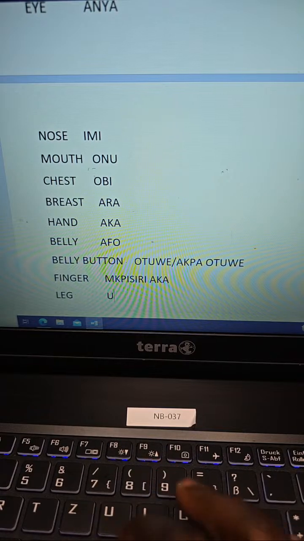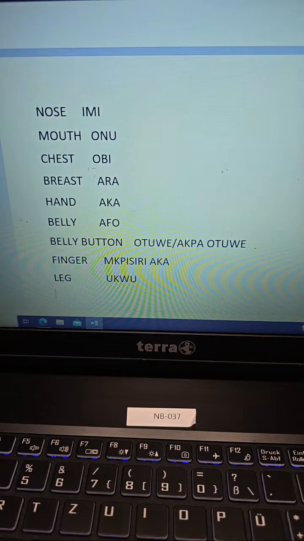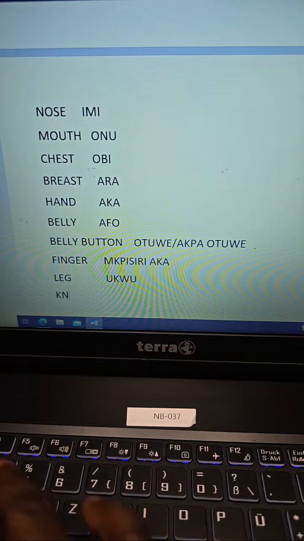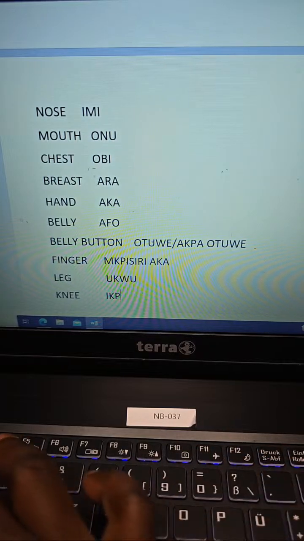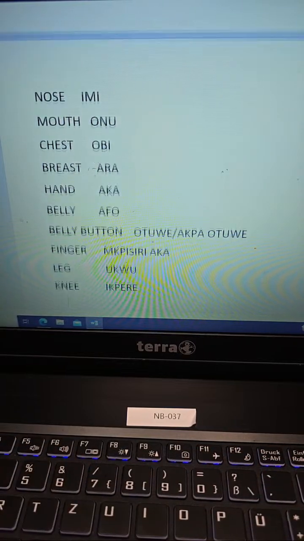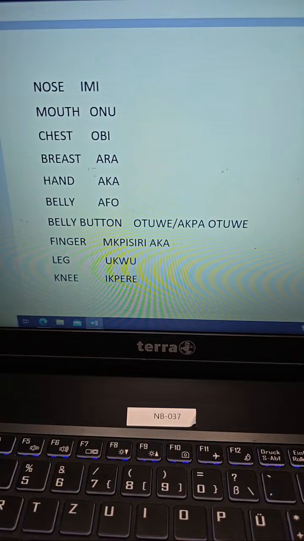Leg, ụkwụ. Leg, ụkwụ. Knee, ikpere. Knee, ikpere. Knee, ikpere. Knee, ikpere.